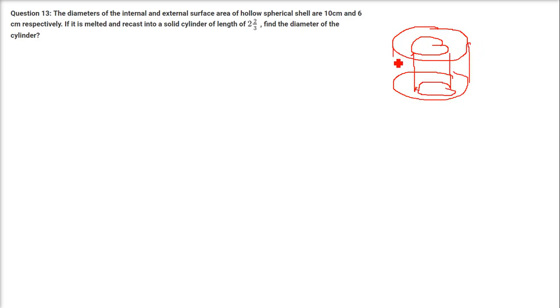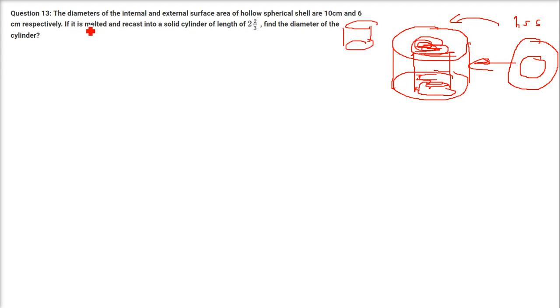The diameter of internal and external surface area of hollow spheres are this much and this much, 10 and 6. If it is melted and recasted into a solid cylinder of length this much, 2 by 3, find the diameter of the cylinder. So here now we have a hollow spherical shell. It is melted into a solid cylinder. So let us assume that this is a solid cylinder and this has come from a hollow spherical shell. So a hollow spherical shell is converted or recasted into a solid cylinder. It is a proper cylinder like this.